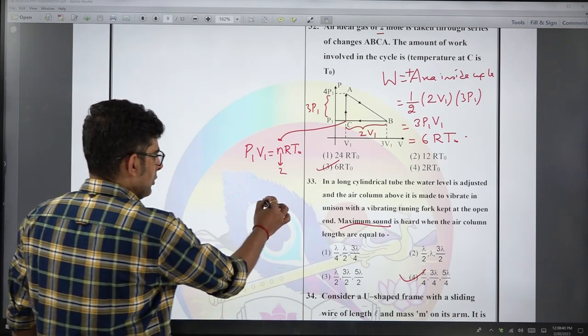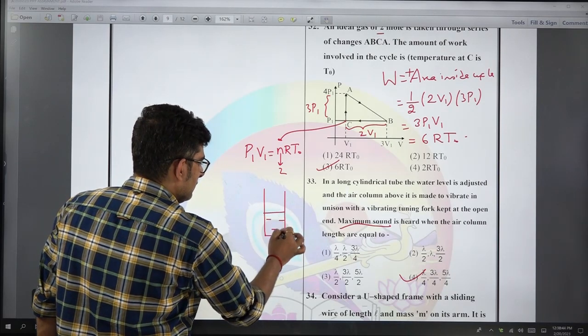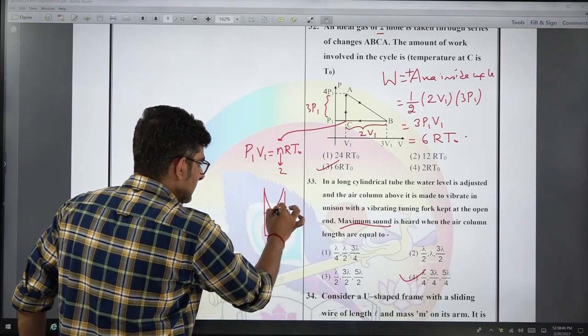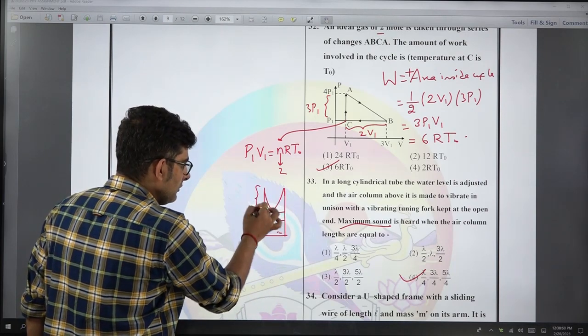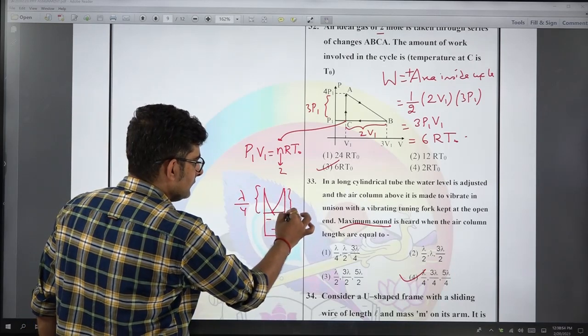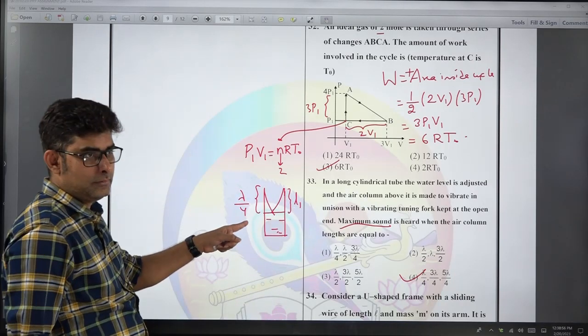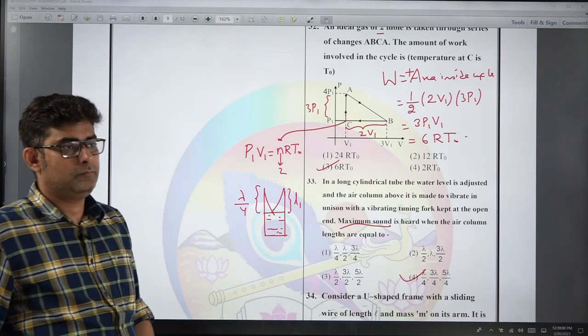Lambda by 4. Okay, still I am breaking my words. I told you I will not use the pen, but I am using it just to show you in case you have forgotten. Lambda by 4, first length. We take the length of the air column, not of the water. Clear?